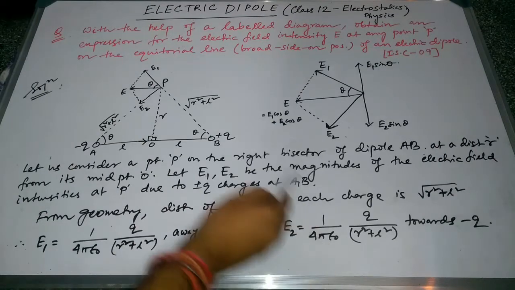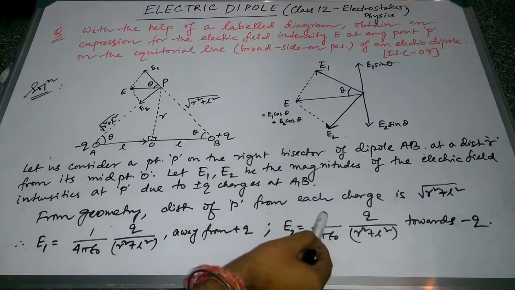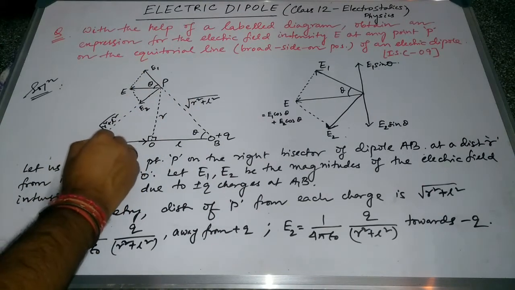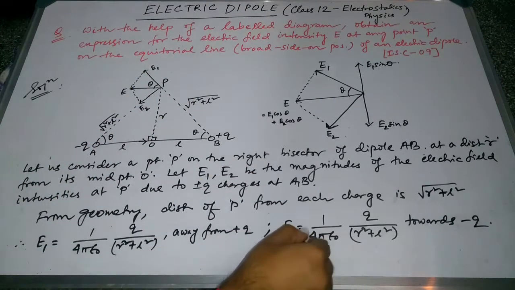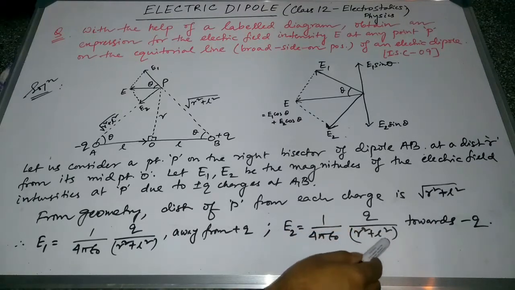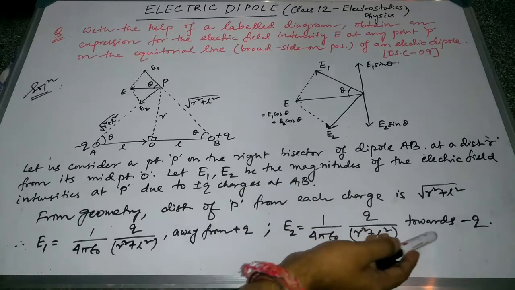And E2 is due to the charge at A. The electric field at P due to the minus q charge at A is E2, which is equal to 1 by 4 pi epsilon naught, q by r square plus l square, the same as this one but in the opposite direction.